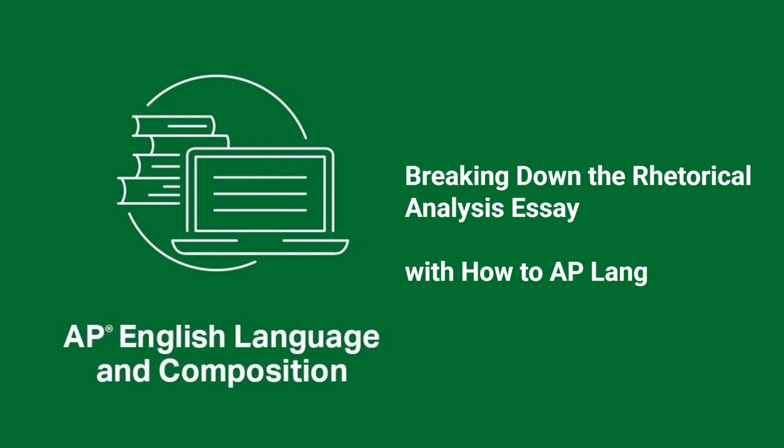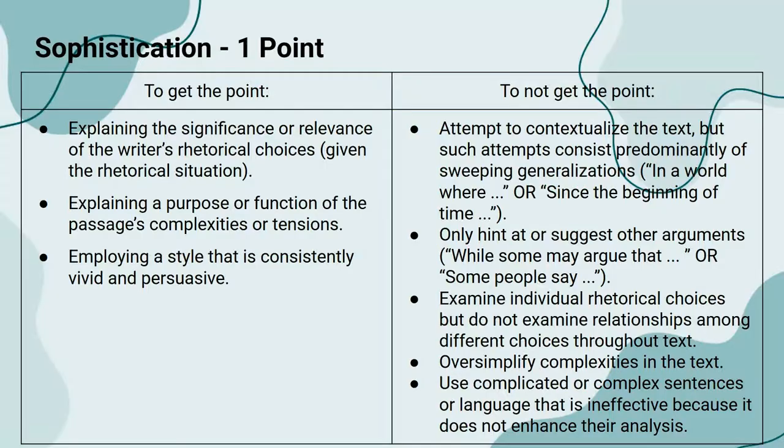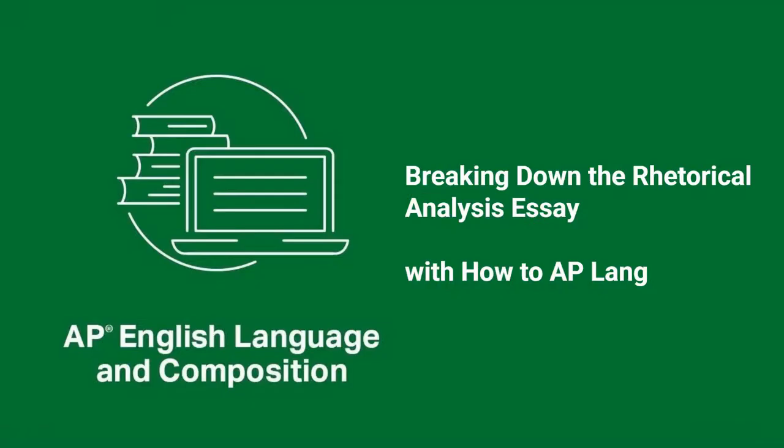And to get sophistication, very simply, you just have to know which of those bullets you want to go for. If there's 3 bullets to get sophistication, pick one that you want. Explain the purpose or function of passage's complexities or tensions. If that's what you want to aim for, practice that. Don't practice all 3 ways to get sophistication. Practice one, and then you could get the point. And of course, avoid all the pitfalls. So that is breaking down the rhetorical analysis essay.